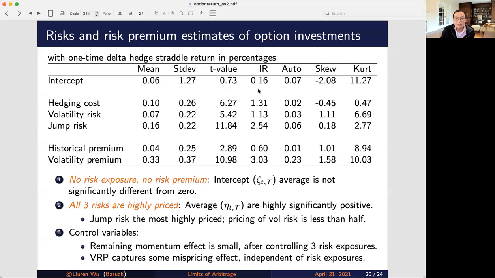And I also computed the annualized Sharpe ratio to give a sense of what they are. So the intercept is very small, but the most interesting are the three hedging risks, right? They are all highly significant, and the most significant is the jump risk. After controlling for these risks, the momentum effect still has some significance, but it's small. And the volatility risk premium, once we control the risk, probably reflects more of the valuation effect, right? Mispricing effect, I think.